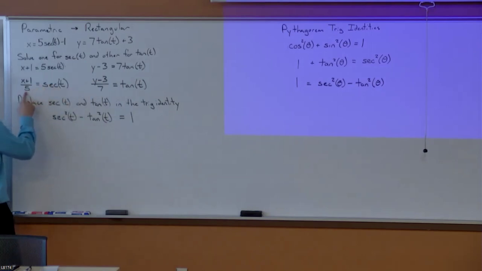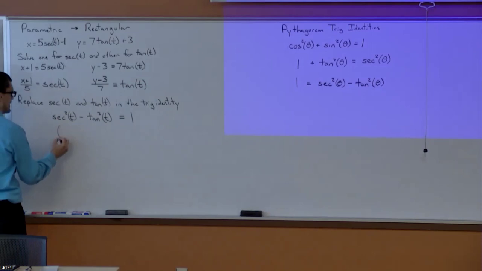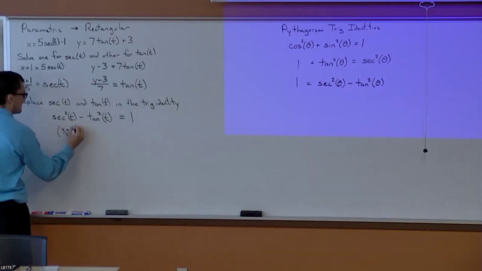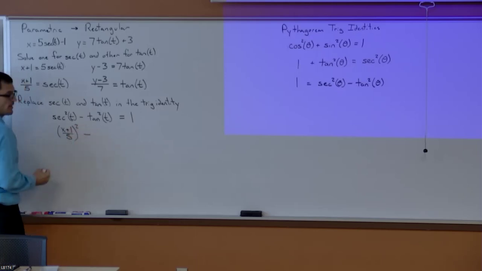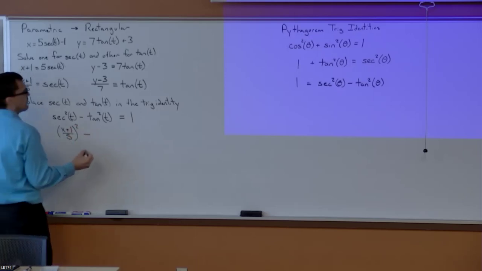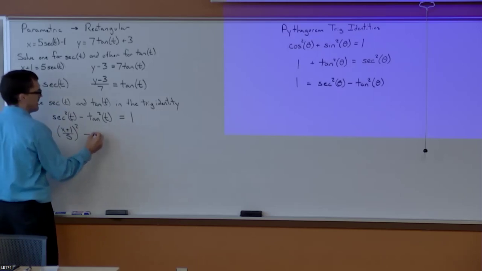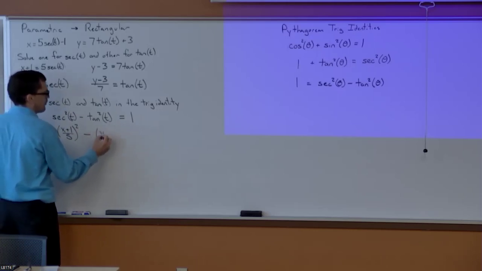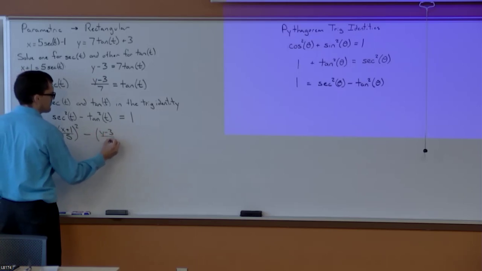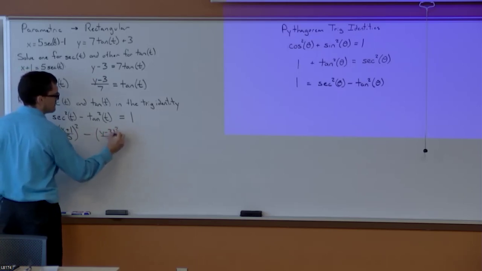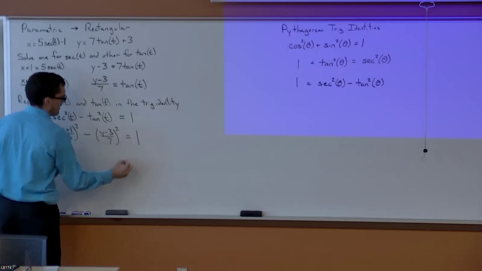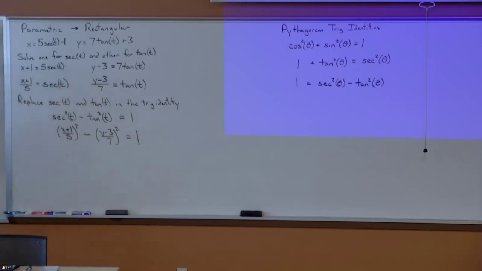So now I'm going to substitute x plus 1 over 5 in for my secant. And this is secant squared, so I'm going to take x plus 1 over 5 quantity squared. Minus, when I substitute y minus 3 over 7 for tangent, I get y minus 3 over 7 quantity squared. I'm subtracting those two, and they're equal to 1.